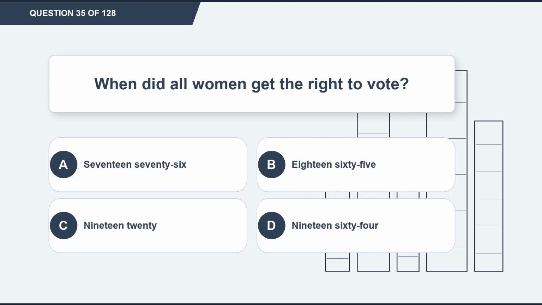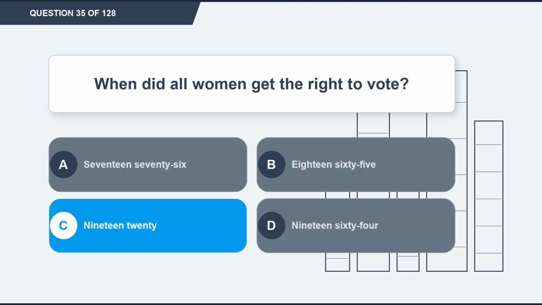Question 35. When did all women get the right to vote? Option A. 1776. Option B. 1865. Option C. 1920. Option D. 1964. The correct answer is option C.